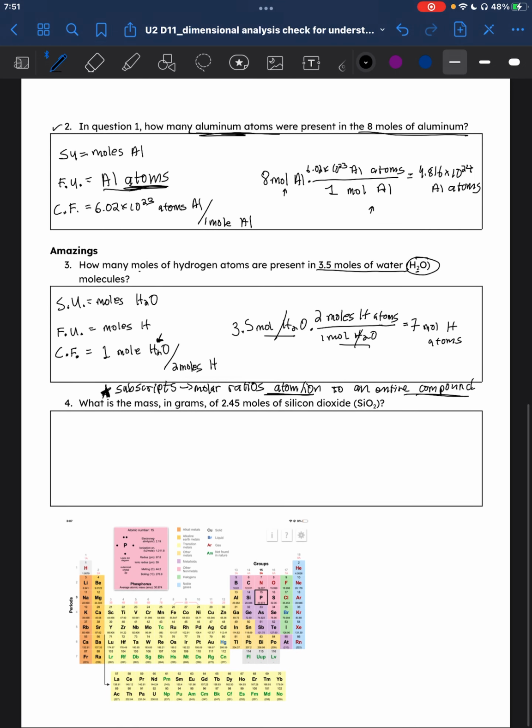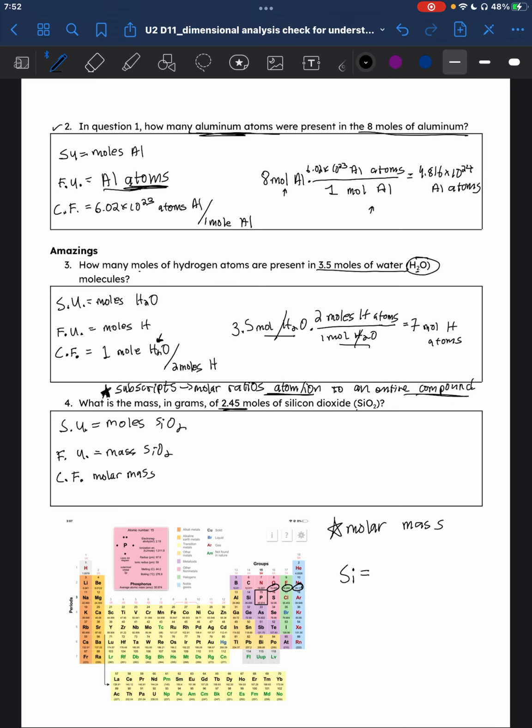All right, finally, the second conversion factor that's an amazing is molar mass, which is using these masses that we find in the periodic table. So in order to find the molar mass, let me do my starting unit, final unit. And the conversion factor when I'm dealing with mass is indeed molar mass. So the question, what is the mass in grams of 2.45 moles of silicon dioxide? Starting unit, moles of SiO2. Final unit, mass of SiO2. Conversion factor, molar mass. So let's look at what that looks like.